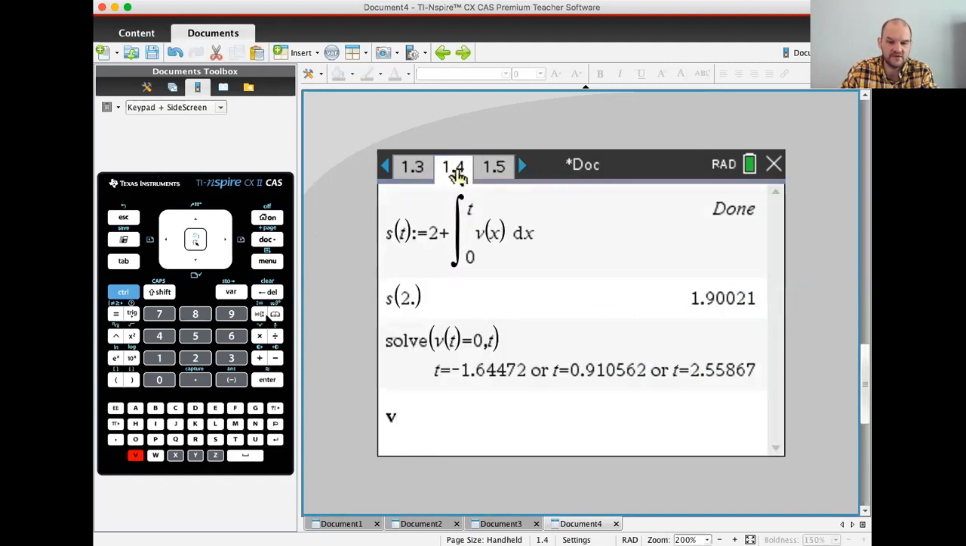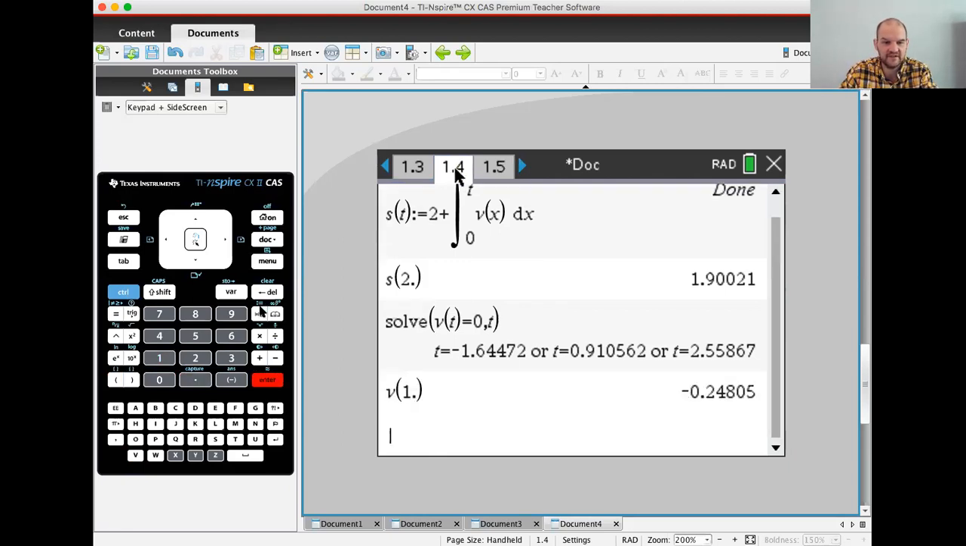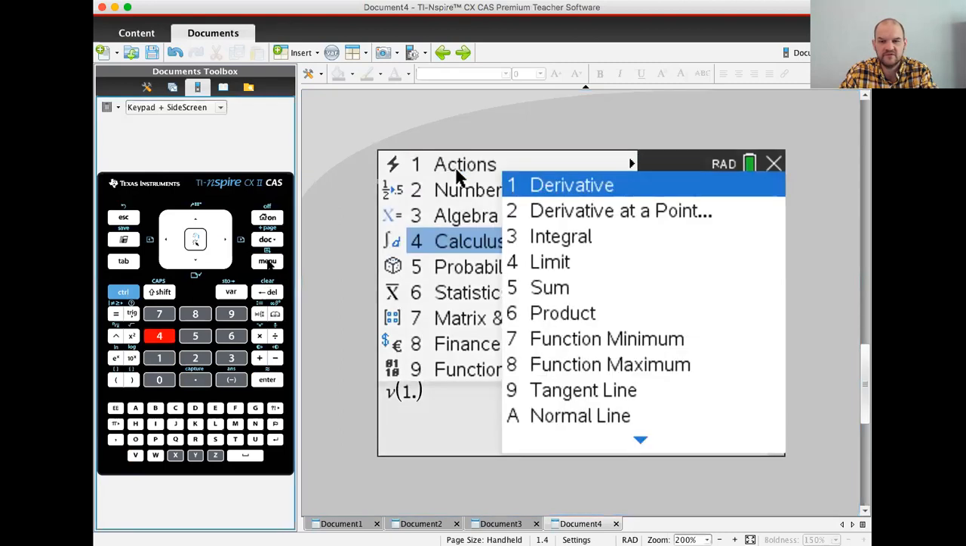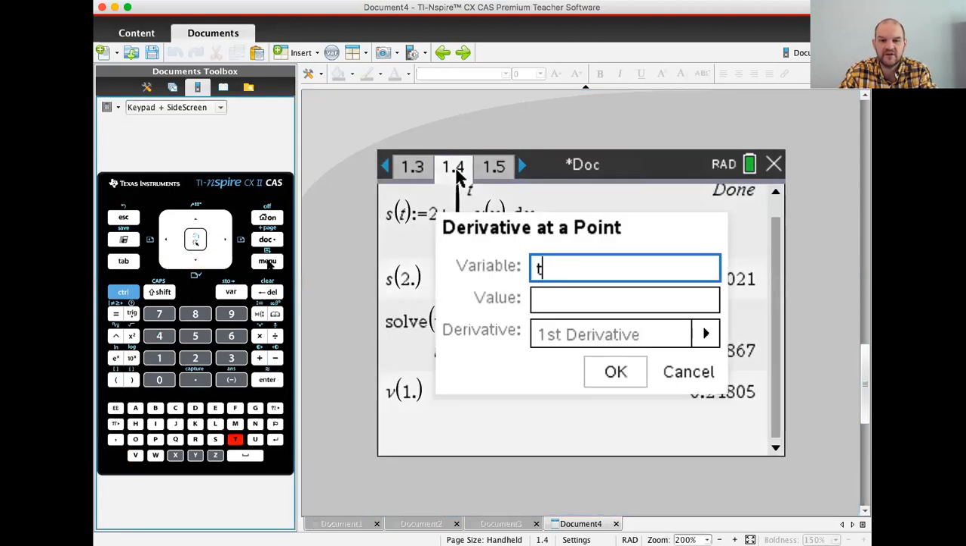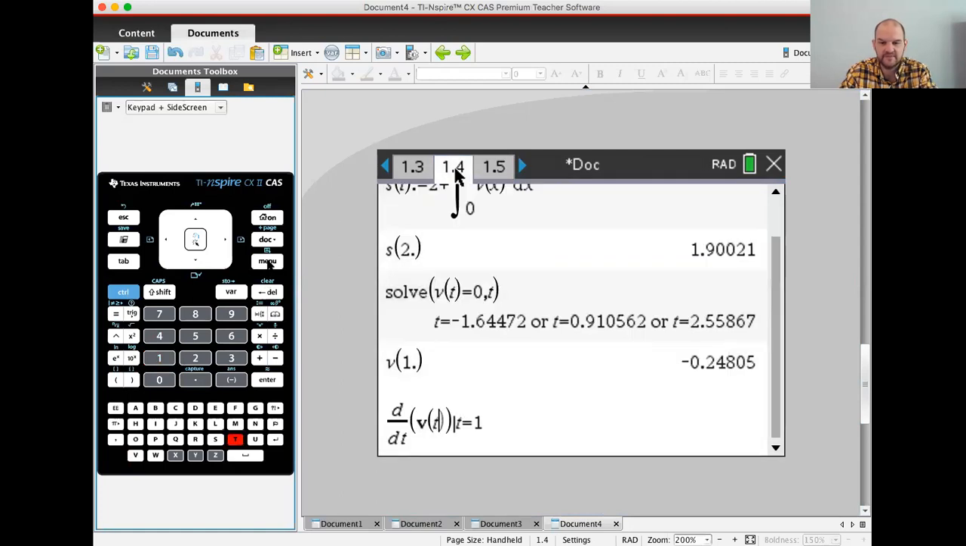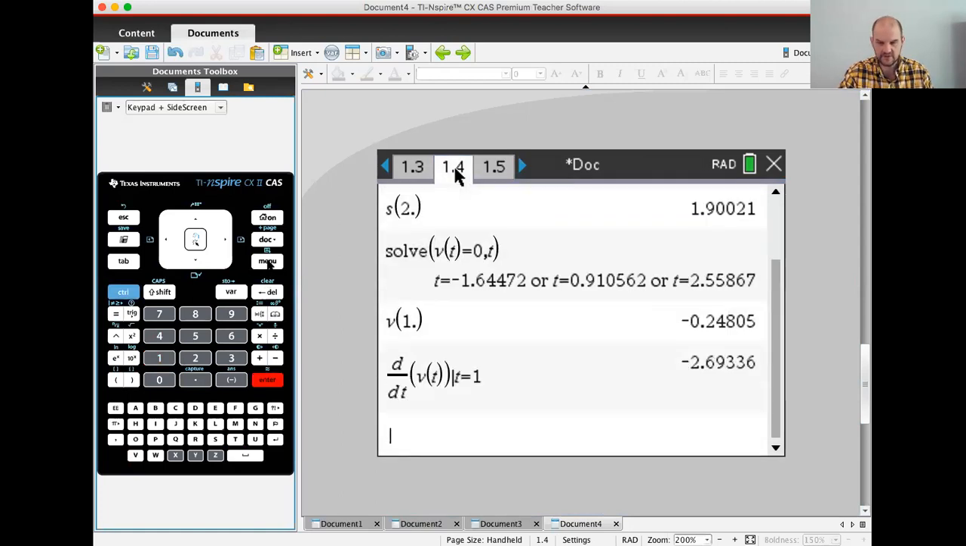But what we did was we found v of 1. We got this. Then we found menu, forward, derivative at a point. The variable is actually t. The value is 1, and v of t. And I'll get that. So that is not the answer that I got before. Why is that? Negative 2. It's almost twice negative.